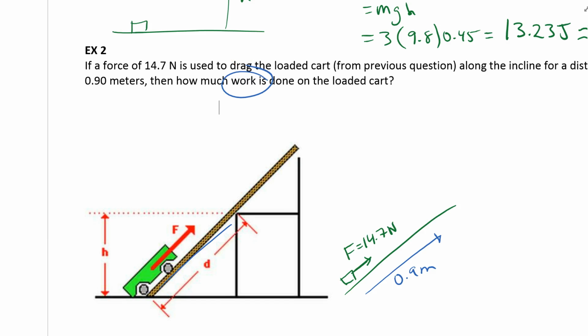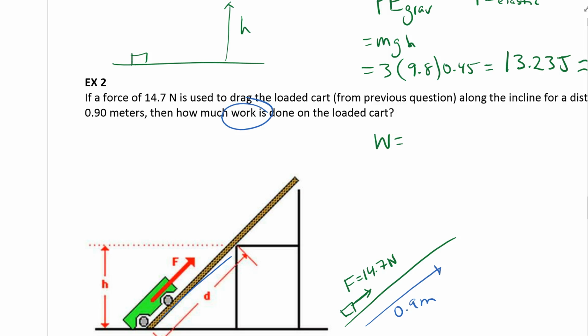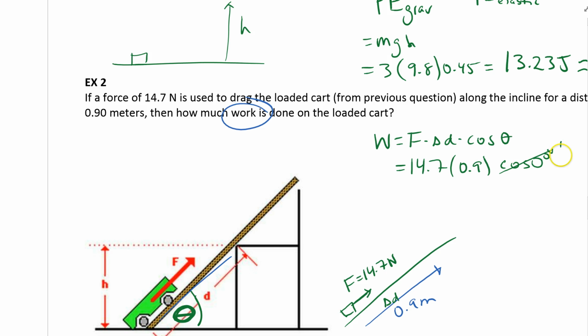How do you find work? Well, work is equal to F times delta d times the cos of theta. The force is 14.7 newtons. The displacement was 0.9. Now be careful about the angle here. I know we're tempted from our work with the inclined plane to say, hey, let's take the angle that's in the inclined plane. But the angle there is the angle between the direction of the displacement and the direction of the force. And they are going the same direction. So it's going to be cos of 0 degrees. In fact, the cos of 0 degrees is just equal to 1.